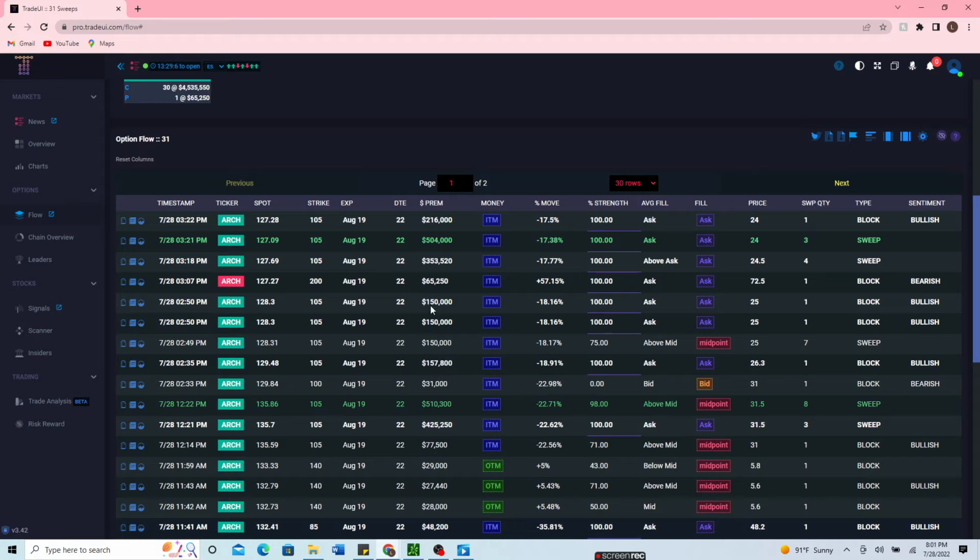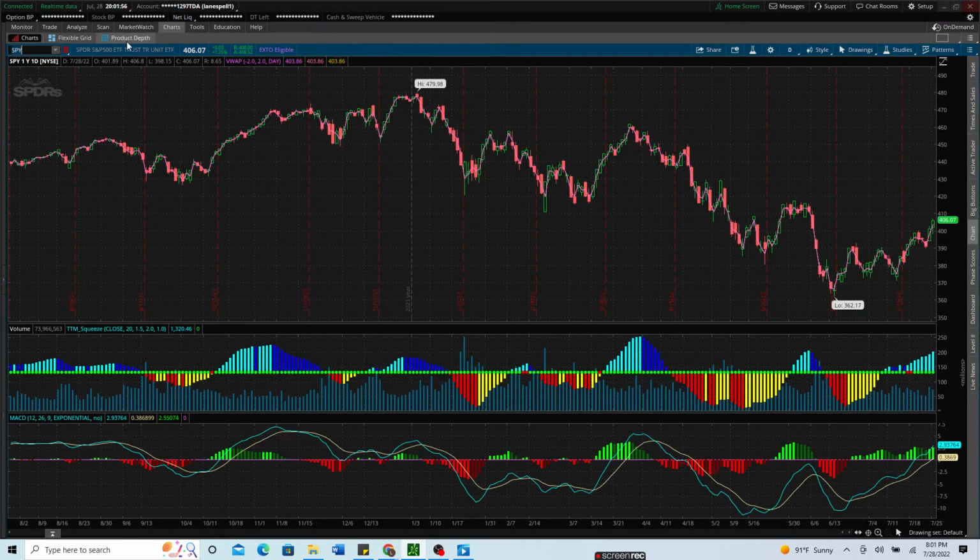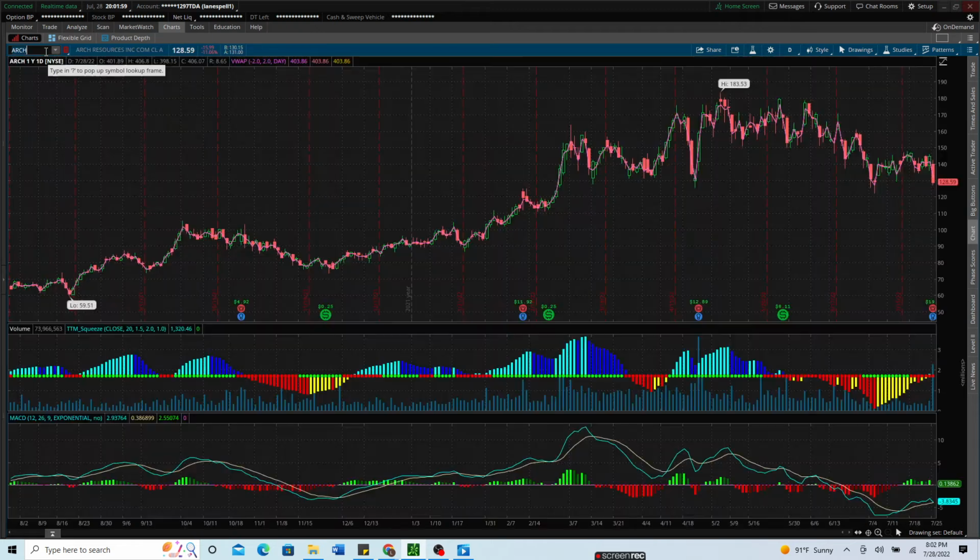However, I do see a lot of money going into ARCH today. So let's pull it up on the chart and see what we're working with. I have Thinkorswim pulled up, and I'm going to go ahead and type in ARCH. I'm on the year-to-date chart. It looks like they had a big red day right here. You can see this red candle right here.